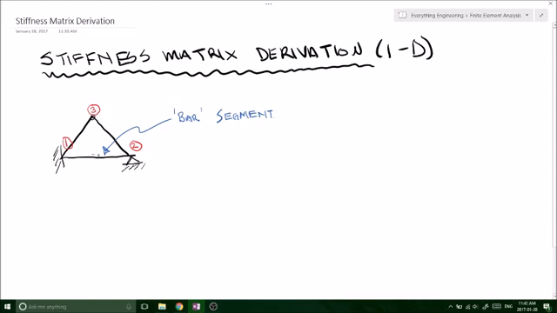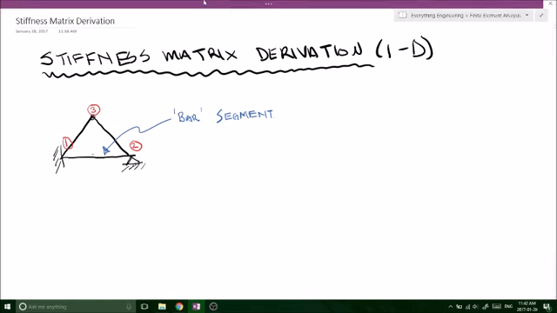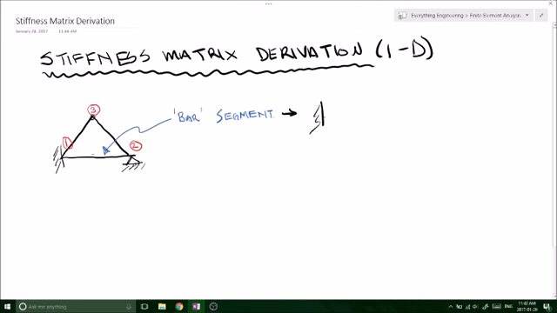So if we isolate this bar segment and examine it further, we see we've got a fixed support and a fixed pin support, just like structural analysis, with a modulus of elasticity E, length L, and a cross-sectional area of A.